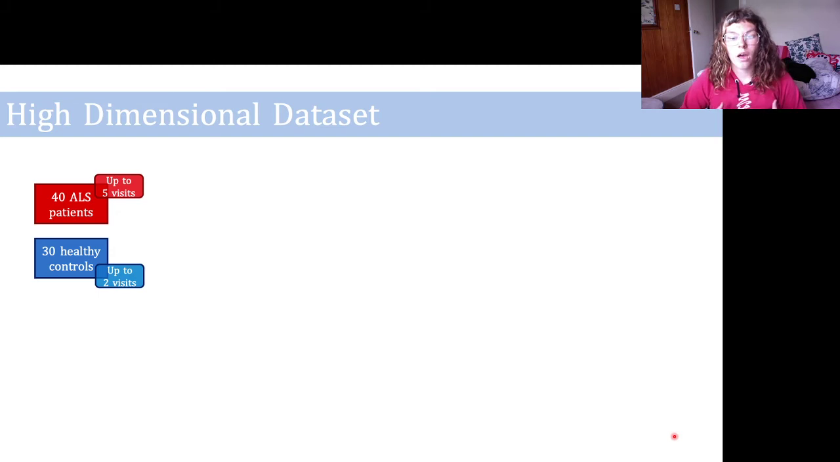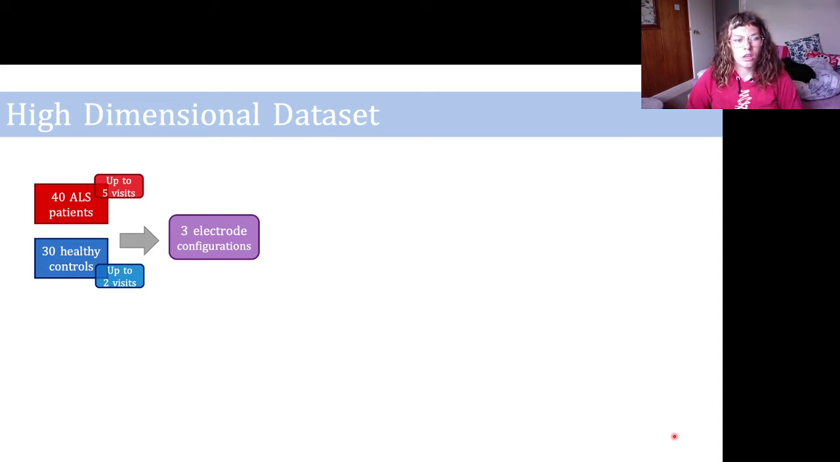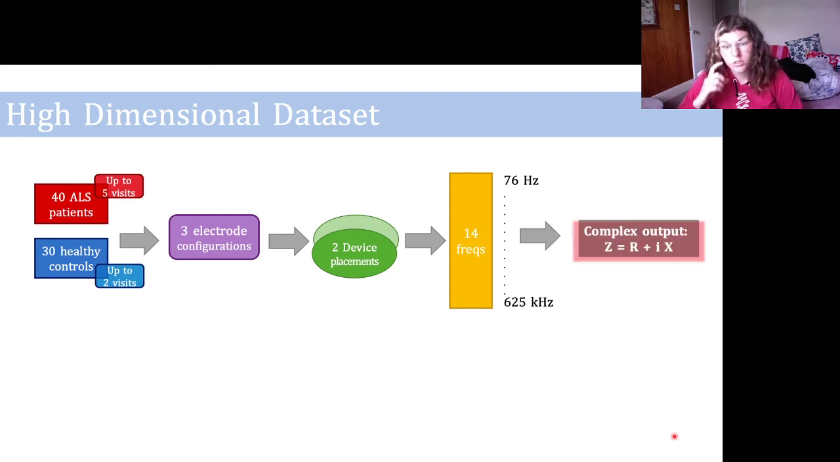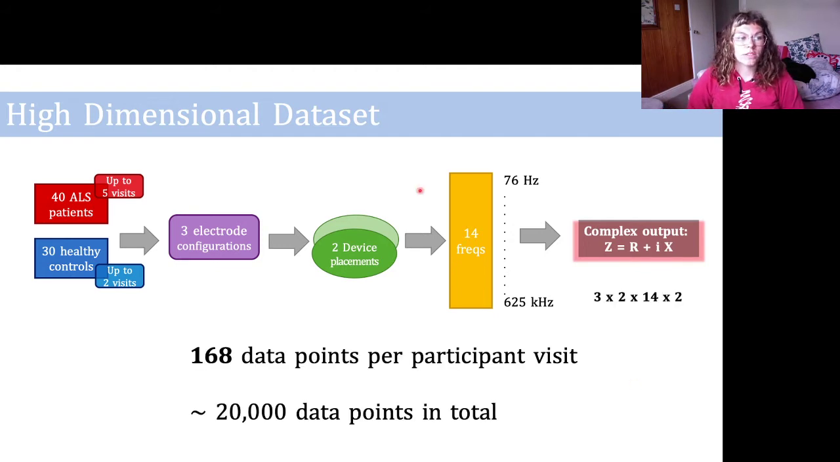So overall, this is a very high dimensional data set. We have measurements from our 70 participants over a number of different time points. Then we have the 3 different electrode configurations, the 2 device placements, central and lateral placement, then 14 different frequencies, and then we get out a complex output. So each impedance has 2 values, one for resistance and one for reactance. So overall, this gives us 3 times 2 times 14 times 2, which is 168 data points per participant visit. So in total, I'm working with over 20,000 data points.